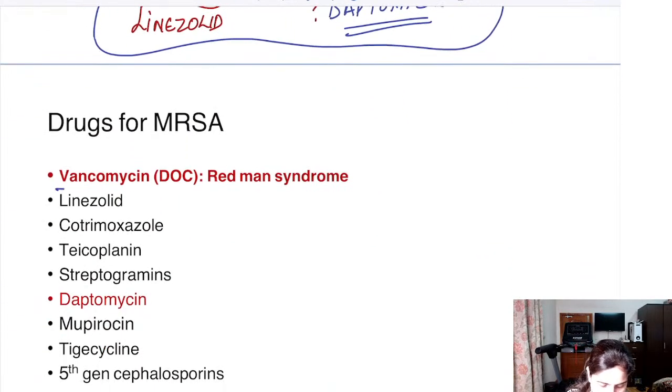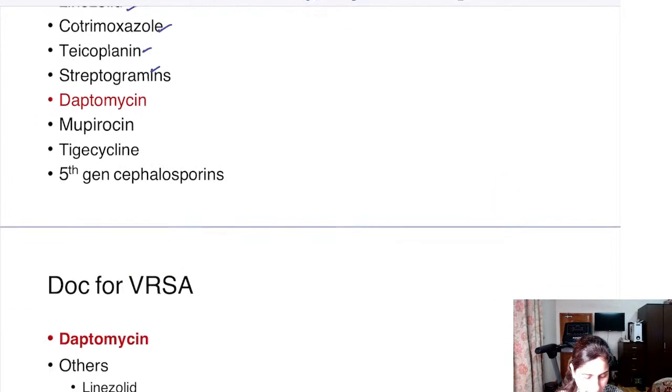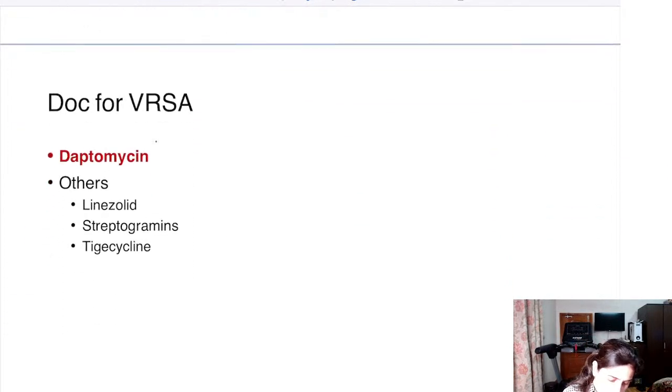As I said, the drug of choice is vancomycin, which can cause red man syndrome. Okay, so this has been asked before. Yes, daptomycin. Very good. Other drugs are linezolid and some others, but you don't have to remember the other drugs. Mostly it is the drug of choice which is asked. So for VRSA, always remember the drug of choice, which is daptomycin, right?